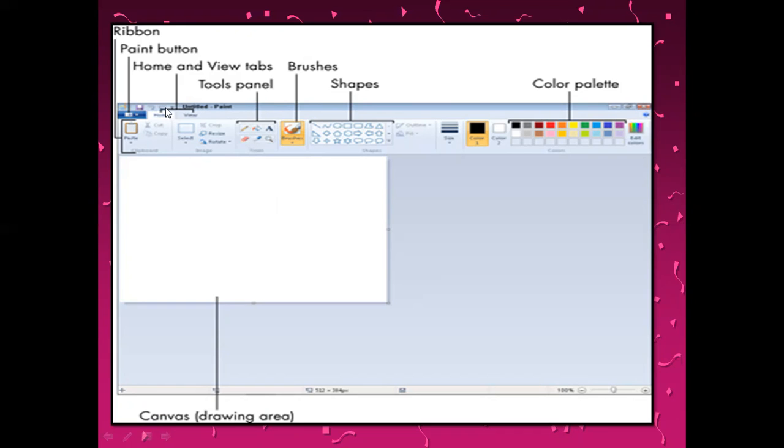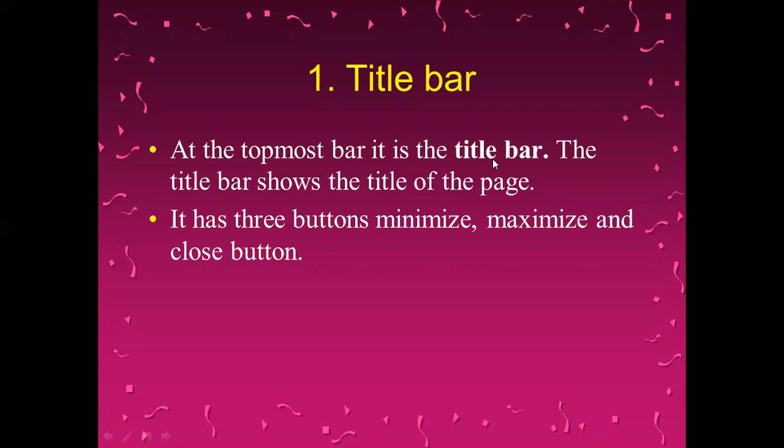And then there are the Home and View tabs. Okay, this is my Paint button, and this is all my ribbon. We will be learning all the things, all the tabs, in the next class or in the next video.